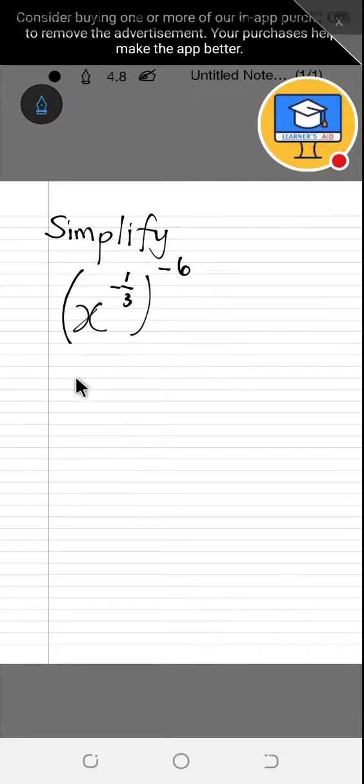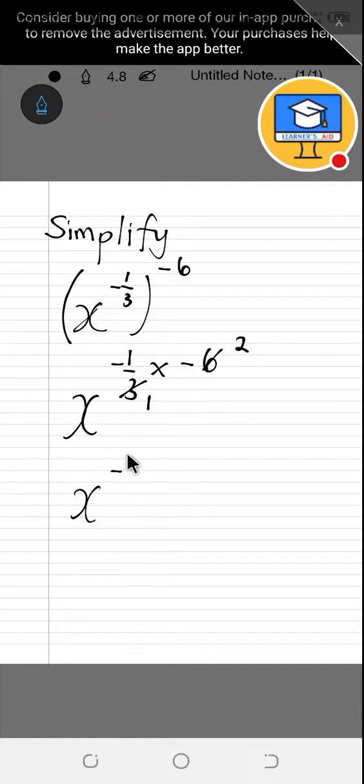What's the answer? x to the power negative 1 over 3, to the power negative 6. So it's more like x to the power negative 1 over 3 times negative 6 over 1. Watch this. 3 goes here, 1, 3 goes here, 2. So we have x to the power negative 1 times negative 2, so x will be to the power 2. Final answer. You're done.